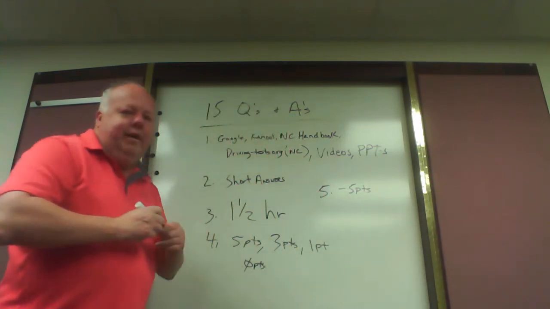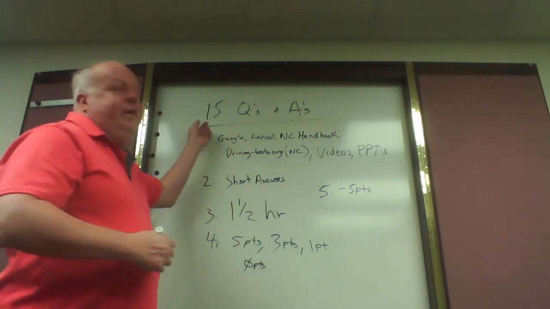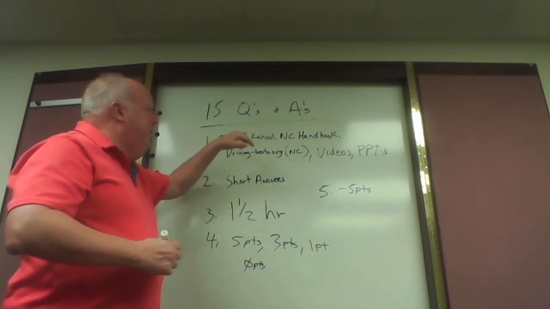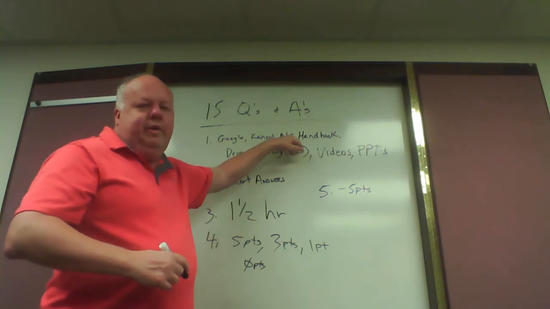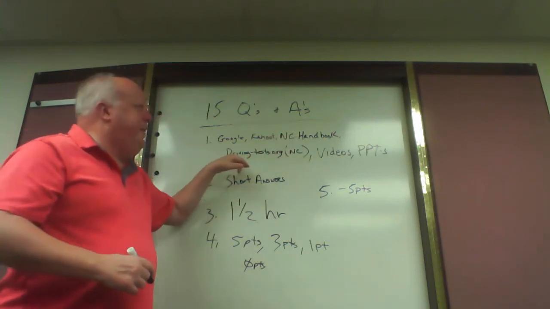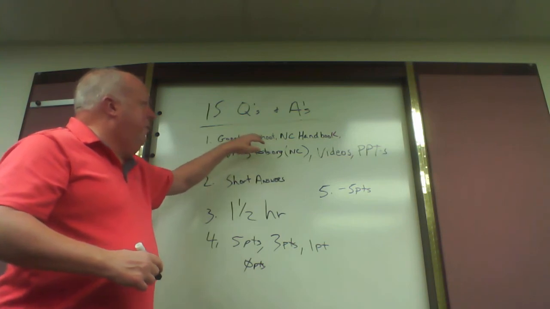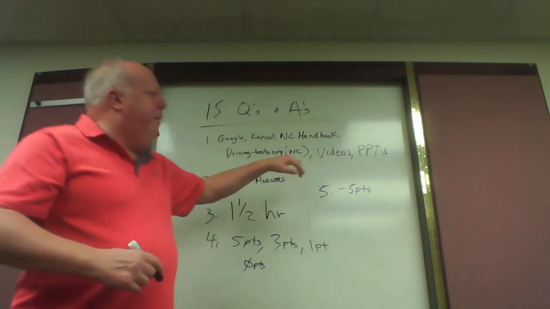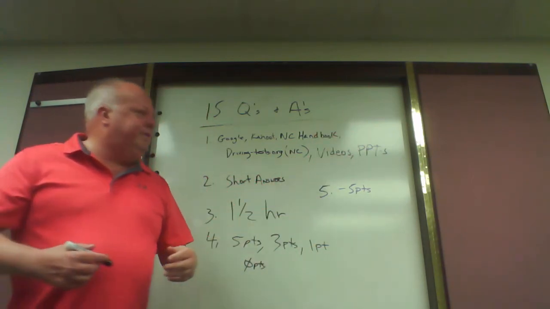Okay, so let me reiterate. It's very important for you to understand what I'm trying to say. 15 questions and answers. Some of your resources could be Google, Kahoot, the North Carolina handbook, drivingtest.org. Make sure you use North Carolina for Kahoot or North Carolina for Driving Test or Google. Videos, PowerPoints, anything I've talked about throughout the course.